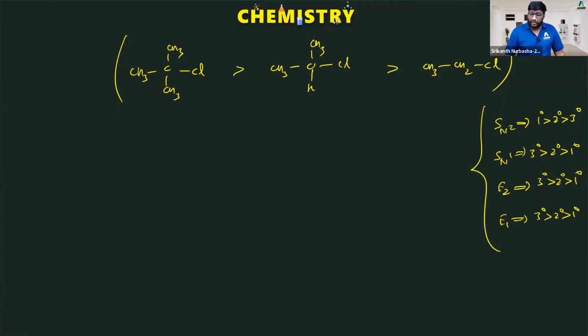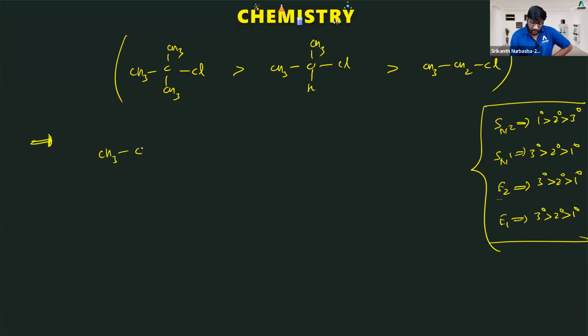SN1 and E1 you can easily understand, because in SN1 and E1 we form a carbocation, and the tertiary carbocation is more stable than secondary, which is more stable than primary. But E2 is also 3 degree greater than 2 degree greater than 1 degree, because in E2 the transition state looks like an alkene. And in the case of a poor leaving group, the transition state looks like a carbanion. Based on the stability of the carbanion, you have to write the major product. Right? Now let's consider a general reaction.